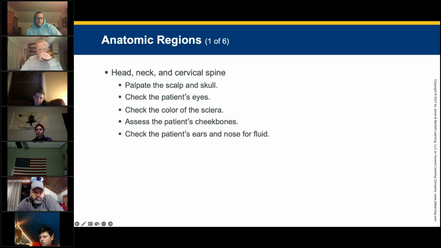While you're palpating the scalp and the skull, you're looking for the mnemonic we talked about earlier, DCAP-BTLS, checking for all those different things, anything that might be abnormal. Checking the eyes, we just went over that. Checking the pupils, checking to make sure everything is normal. Assessing the cheekbones, you're touching to make sure that there's nothing broken in the face. Checking the patient's ears and nose for fluid. If they had a head injury, there could be fluids leaking from their nose or their ears, and that's not a normal thing. That's not a good sign.